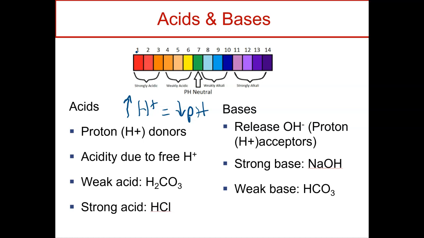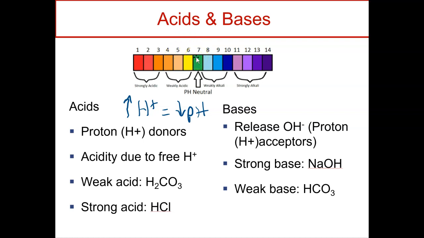You might remember it's a log scale. So every change in number is a 10-fold change in hydrogen ions. So going from 7 to 6 means that a pH of 6 solution has 10 times more hydrogen ions than one of 7. But a pH solution of 5 has 100 times more hydrogen ions than the pH solution that was 7.